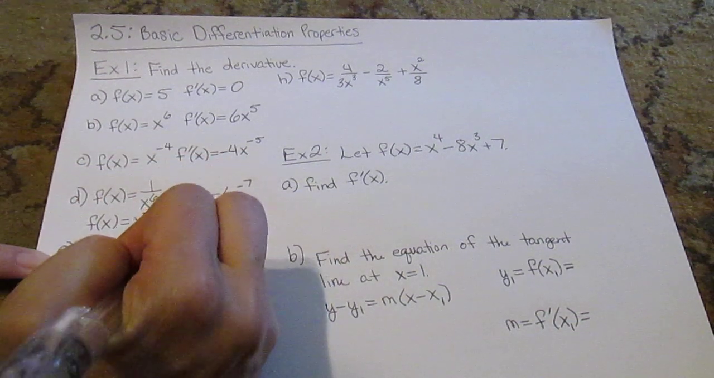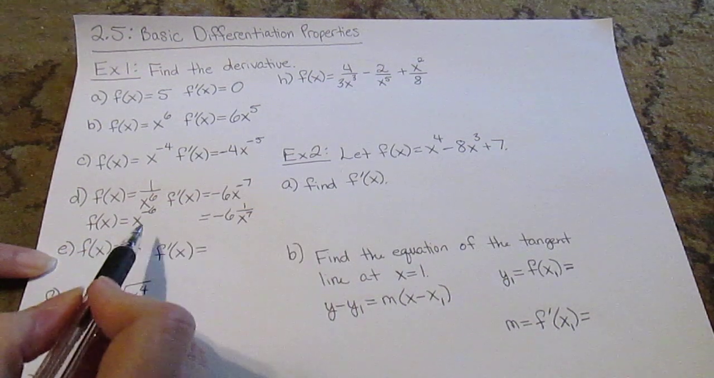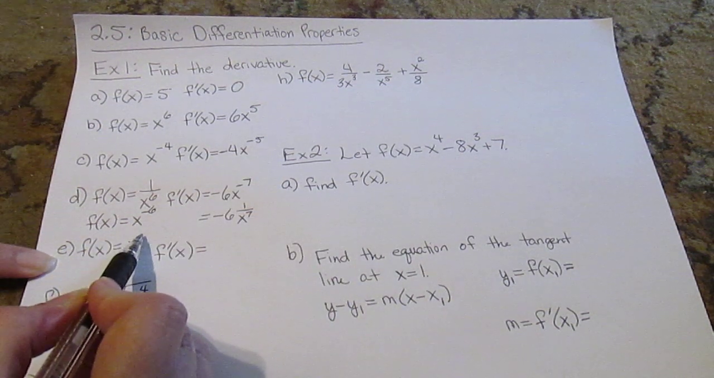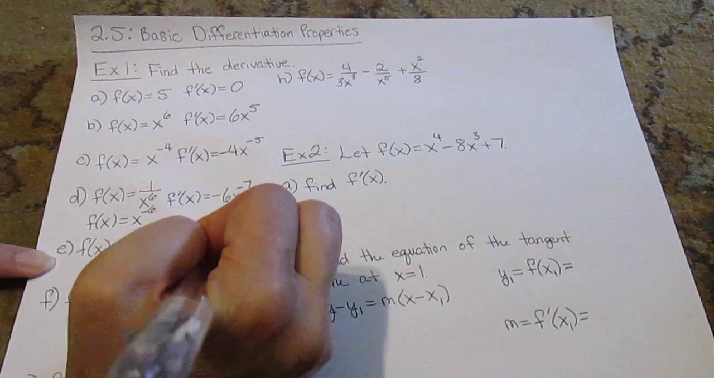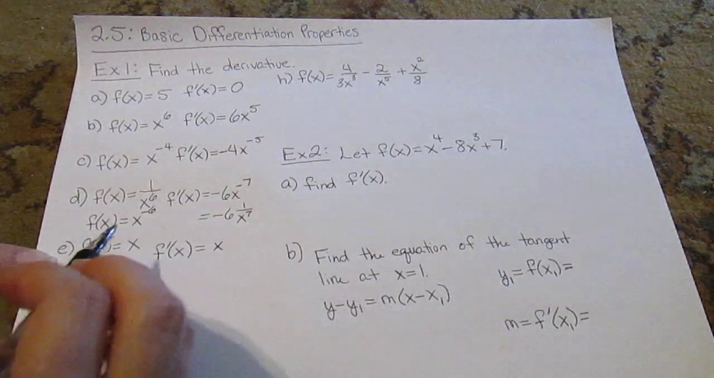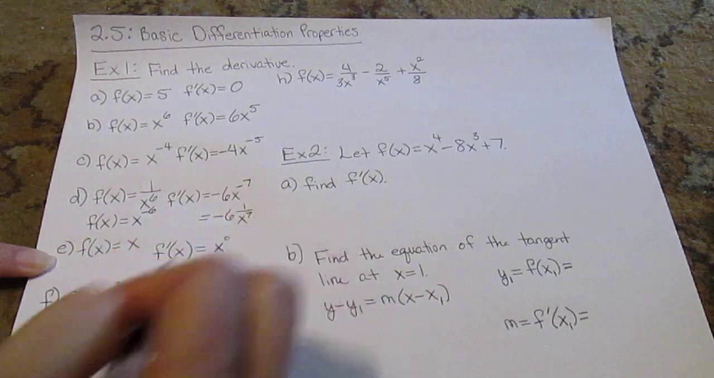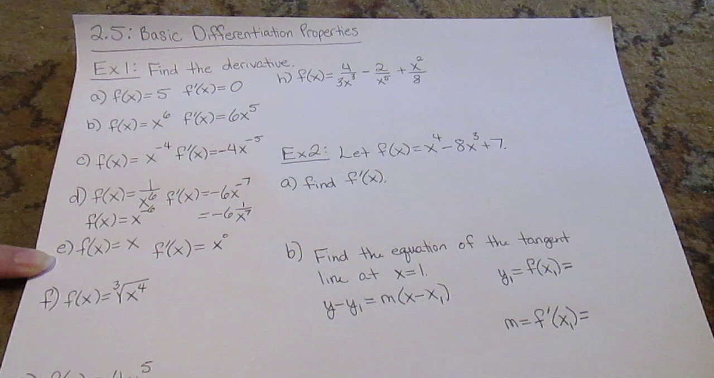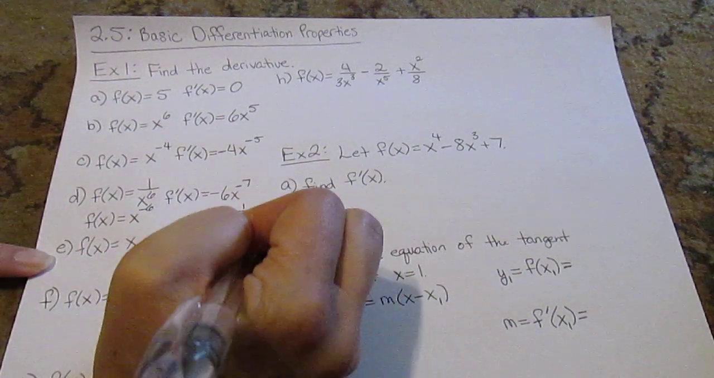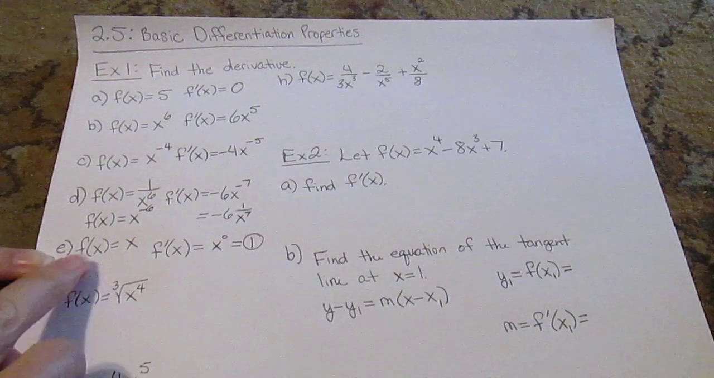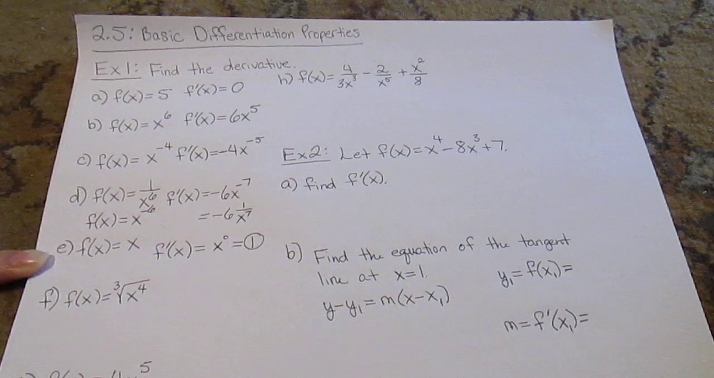Part E, I've got f of x equals x. Okay, well, let's do it with this one. We've got f prime of x equals, well, the power is 1 if there's not a power written, so bring the 1 down. Well, of course, you don't have to write it. Okay, so there's a 1 in front of the x, and then if you subtract 1 from 1, you get 0. Well, anything to the 0 power is 1. Okay, so the derivative of x is 1.